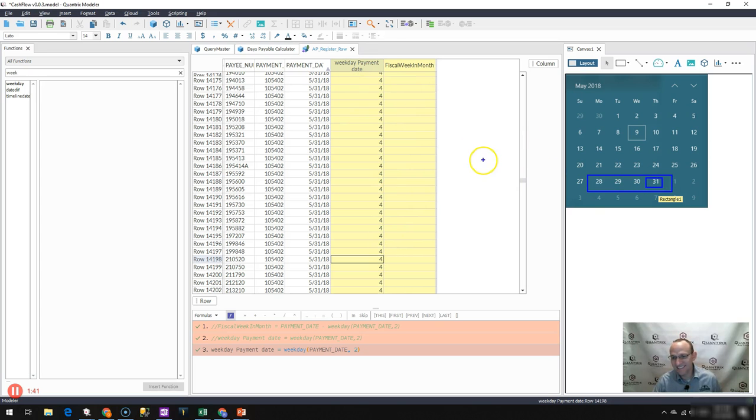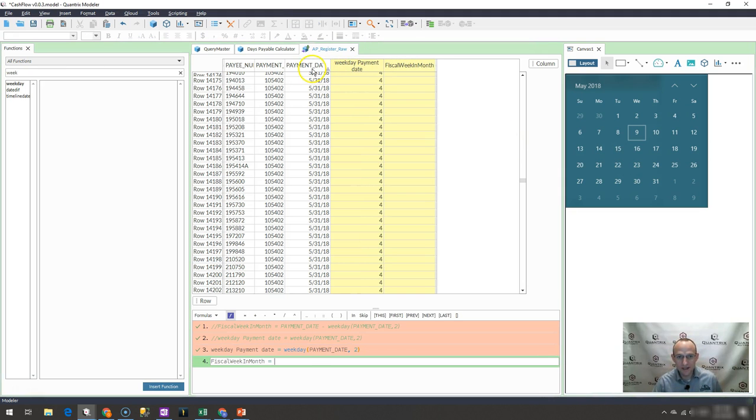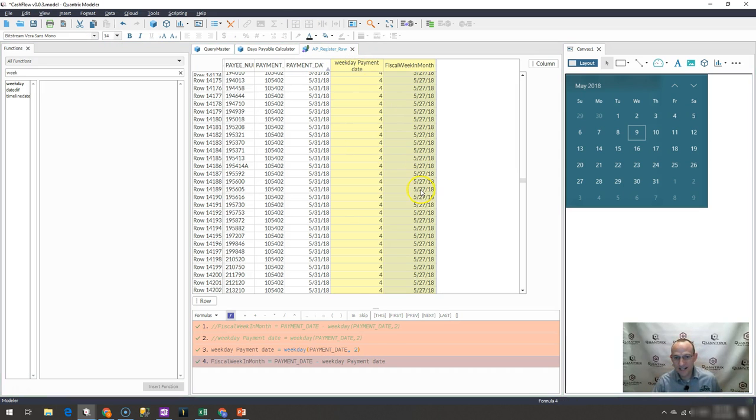Now I want to get the Sunday before it. So all I need to do is simply take my payment date less the number of days that I have here. I would take 4 positions back from 5/31, so it'd be 1, 2, 3, and 4, 5/27.